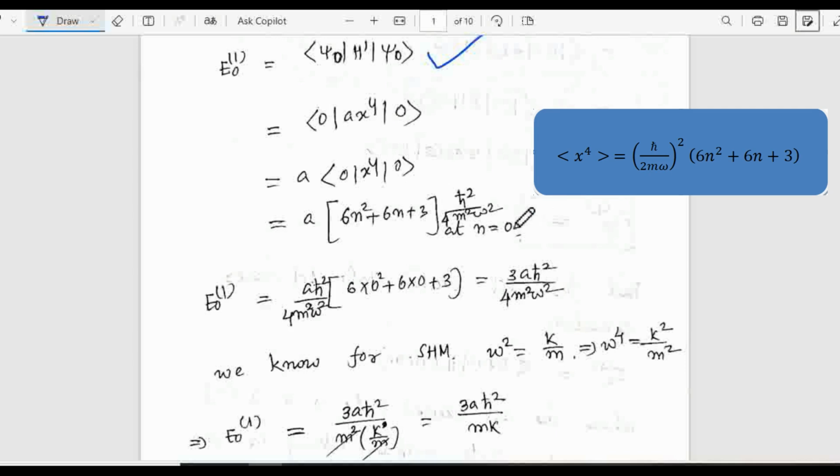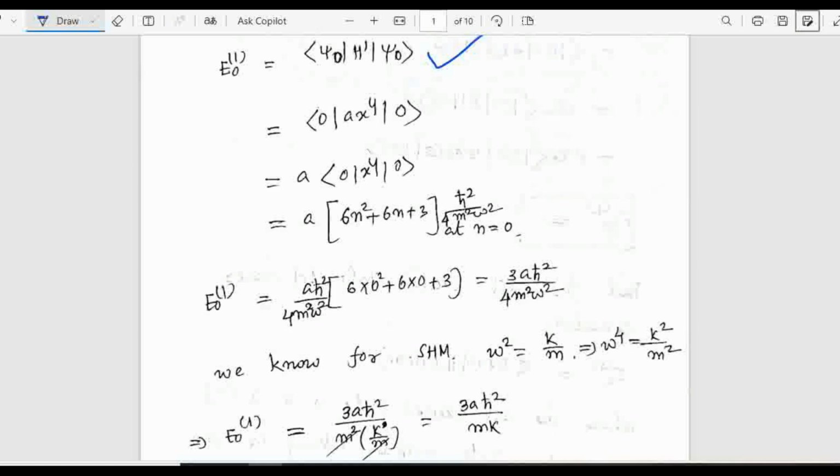Now, as it is mentioned that we have to find the correction in the ground state, for the ground state n equal to 0. As we are dealing with the harmonic oscillator, whether it is anharmonic or harmonic doesn't matter, for this type of system the ground state starts from n equal to 0, and the first excited state is n equal to 1. But in case of a hydrogen like system, the ground state starts from n equal to 1, or for an infinite potential well also. So you put n equal to 0 here, and you get 3a s square by 4 m square omega square.